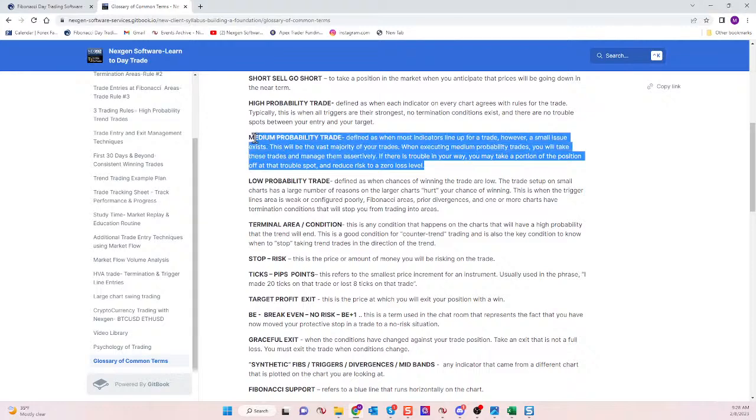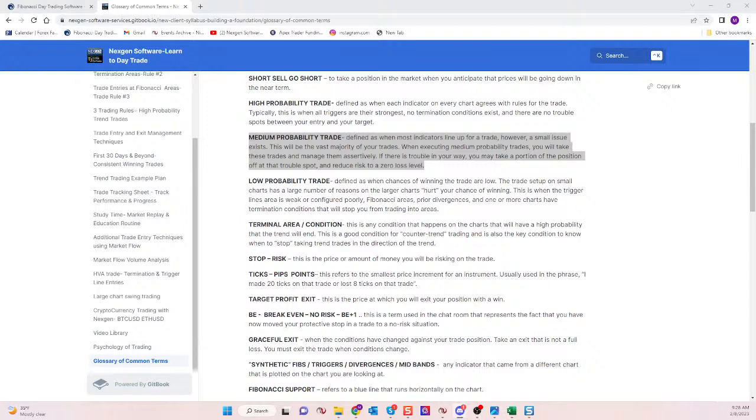It's going to put you in a position where you can locate and execute a medium probability trade when most of your indicators line up for a trade, but a small issue exists. Your ability to read your charts is going to help you identify that small issue. And guys, truth be told, this is going to be the majority of your trades. There are perfect trades that set up, but there's so many where there's only one little issue existing. It would be a shame not to take opportunities to grab that money.